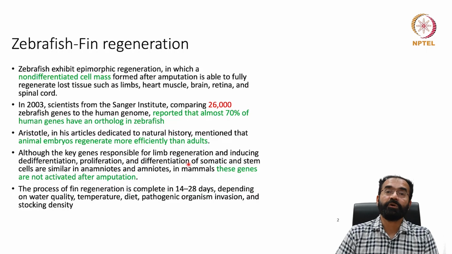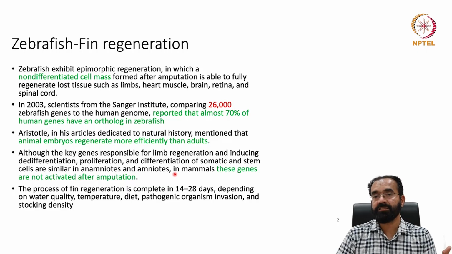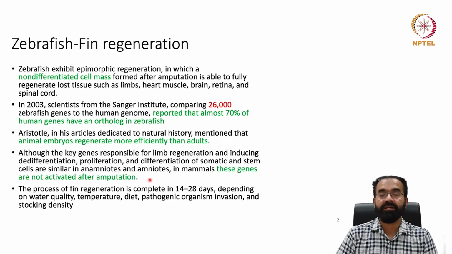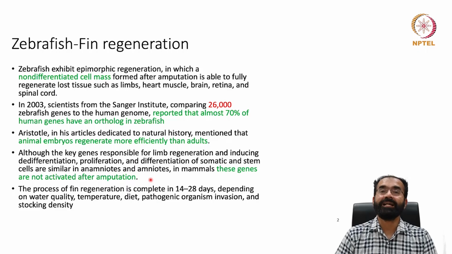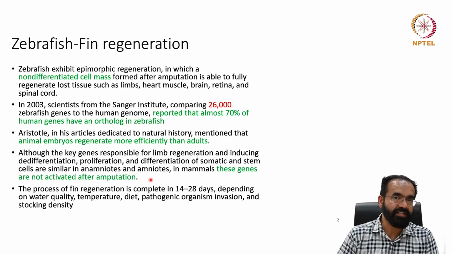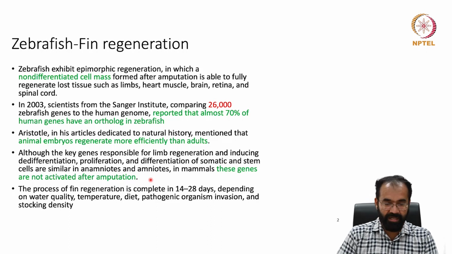Although the key genes responsible for limb regeneration and inducing dedifferentiation, proliferation, and differentiation of somatic and stem cells are similar in anamniotes and amniotes, that is, the animals that have amnion or those animals without amnion, in mammals these genes are not activated after amputation. So we should understand that some animals, despite having the ability to regenerate and the genes responsible for regeneration existing, sometimes they are not turned on in time, which can account for the lack of regeneration.